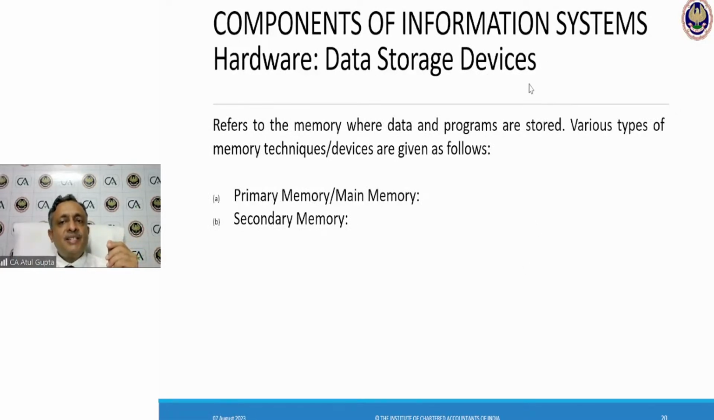Then from this, the next point that comes is the hardware data storage devices. This hardware data storage has two types of storage. Now this is important because a lot of questions come in examination on this topic. Keep your mind on this topic, because it creates a lot of MCQs and direct questions in examination, and it's a scoring topic. Primary memory, main memory, and secondary memory. So let us read through them.